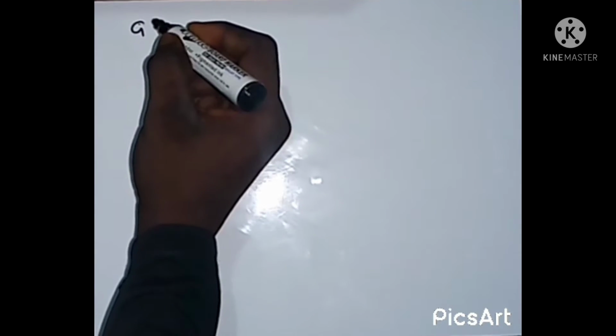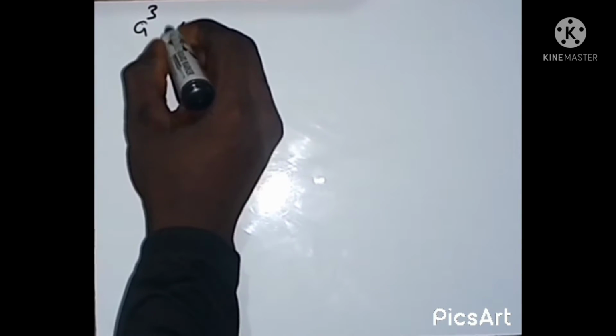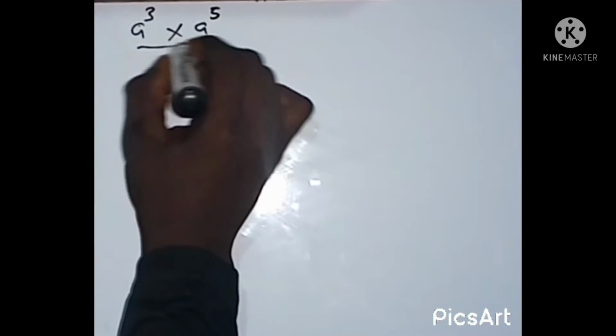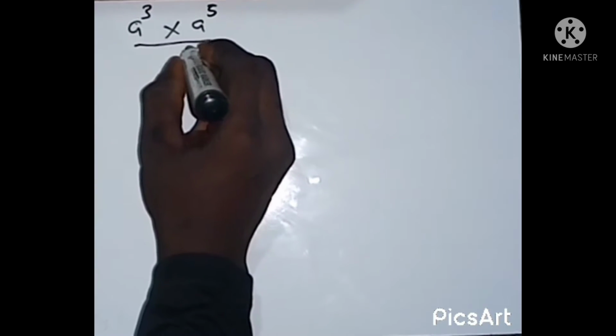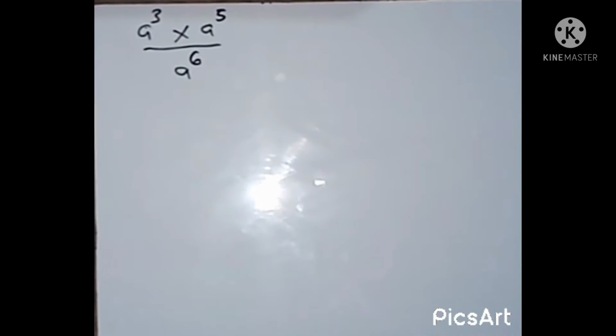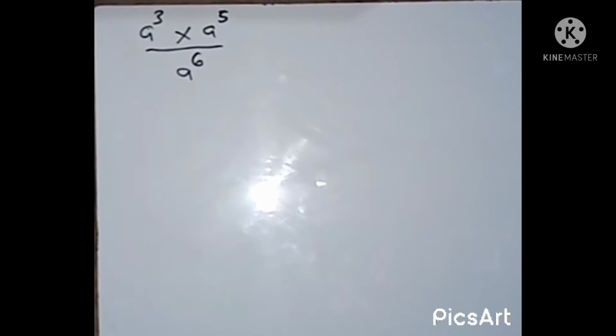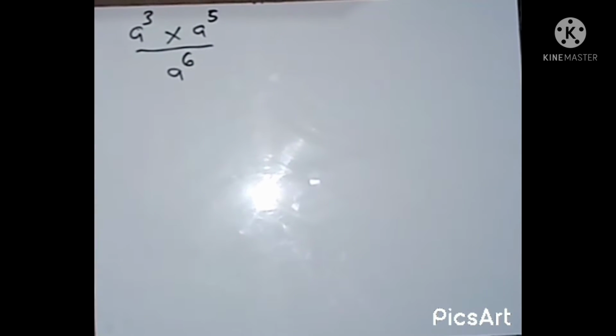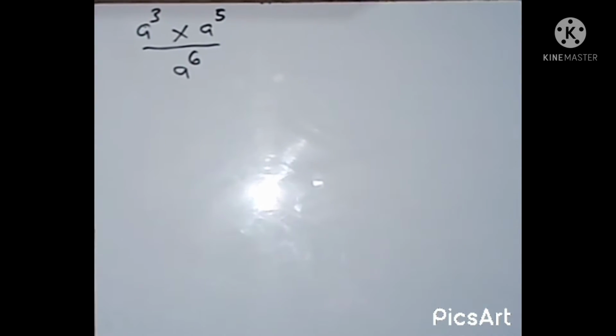And the question is, say, express the following as a single power. The first part of the question is a exponent 3 times a exponent 5, all over a exponent 6. Now, to solve such questions, we call the help of indices. So we are going to use the laws of indices to solve this question.